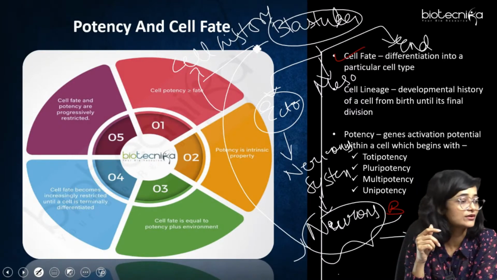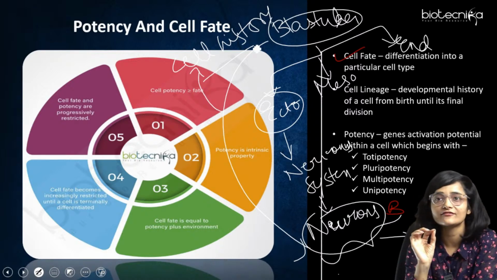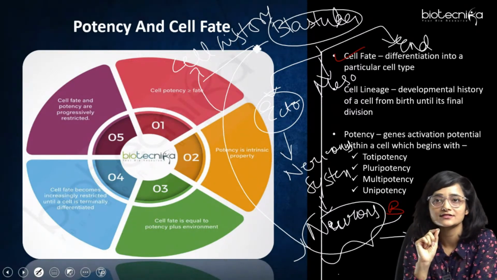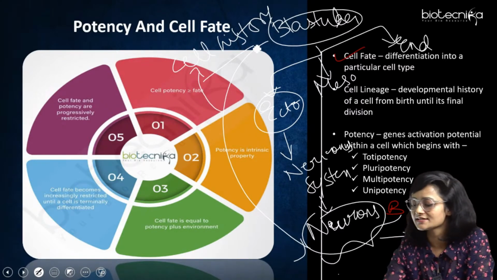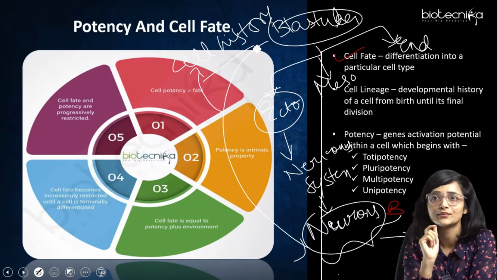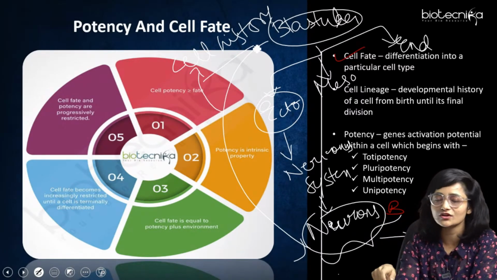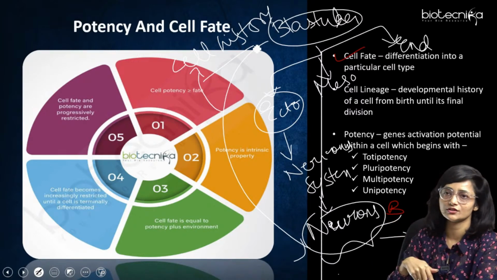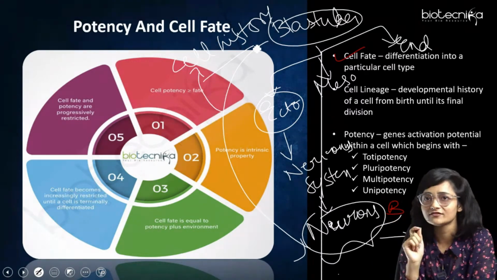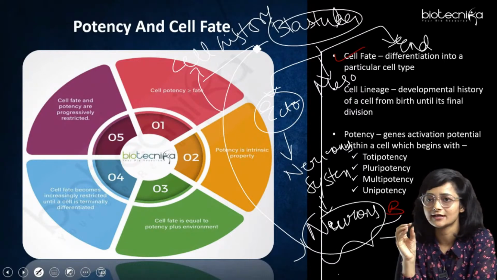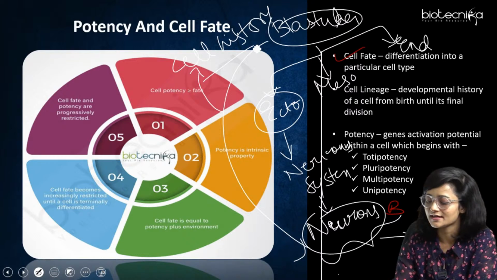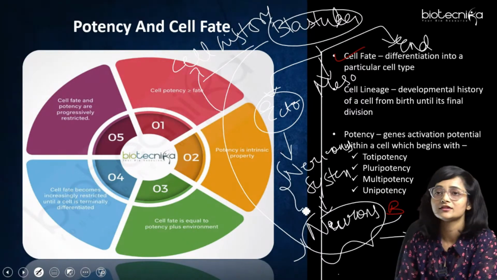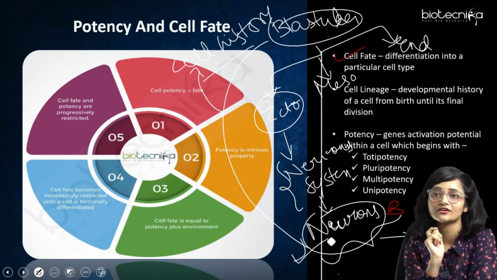So these two terms, did you get it? First is the cell fate and second is the cell lineage. From the blastula till neurons, it is the history of the cells which defines the cell lineage, right? Cell lineage is the developmental history of a cell from birth until its final division. So the whole history of the cell from the blastula stage till the formation of the neurons is known as the cell lineage, while the fate of the cell is that it differentiates into a particular cell type. So a cell gets committed and differentiates into a particular cell type, such as the ectoderm cell, which got committed to form the neural cells. So this is the particular fate of the cell, right?